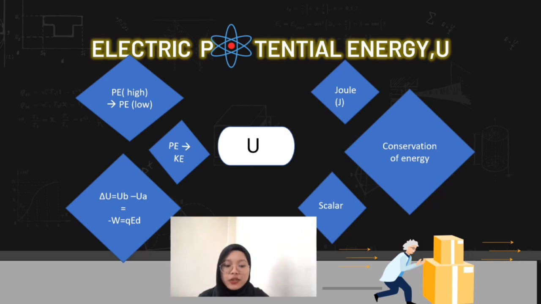The formula used is delta U equals the final potential energy minus the initial potential energy. It can also be related to the work done, where you use Q as the electric charge and ED as the potential energy.